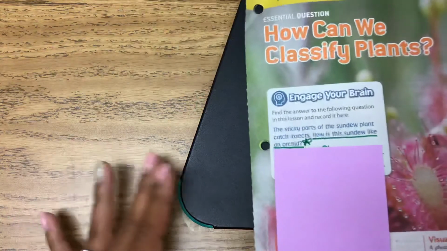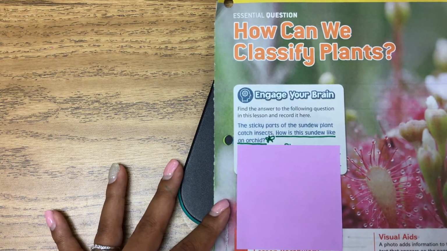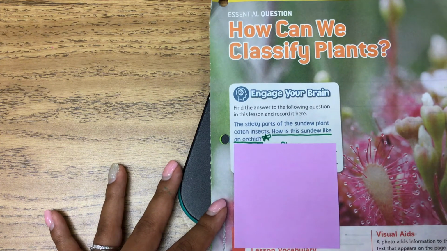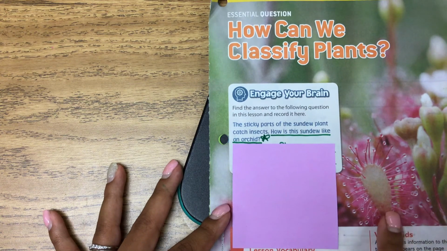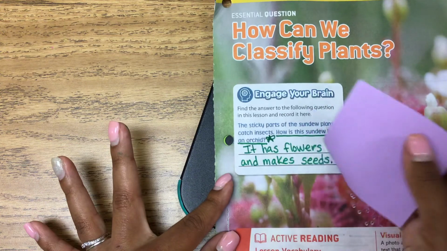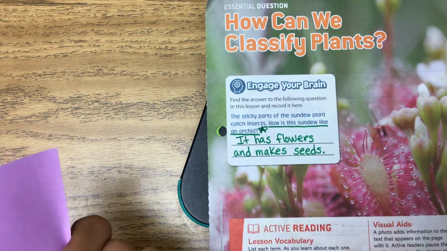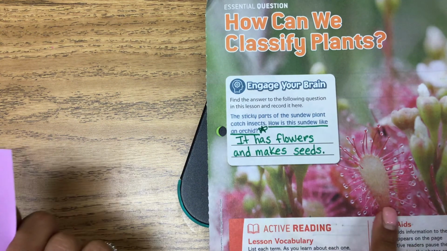And then lastly, before we end, let's go back to our question. The sticky parts of the sundew plant catch insects. How is this sundew like an orchid? This sundew plant is like an orchid because it has flowers and it also makes seeds.